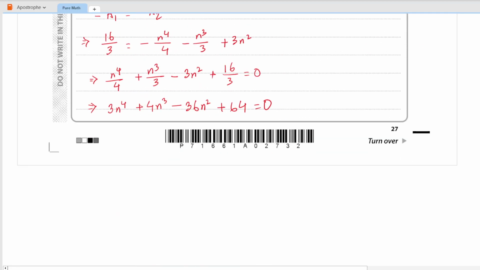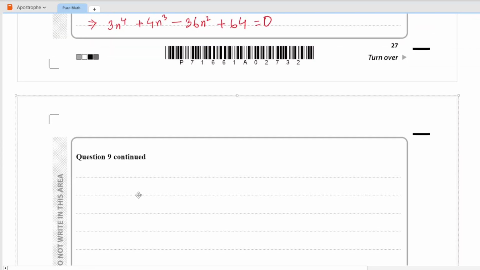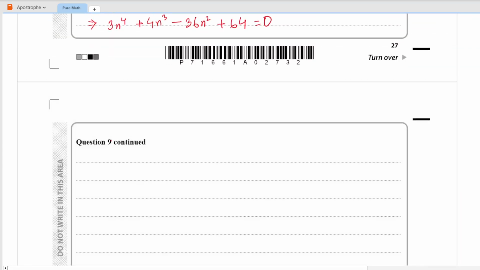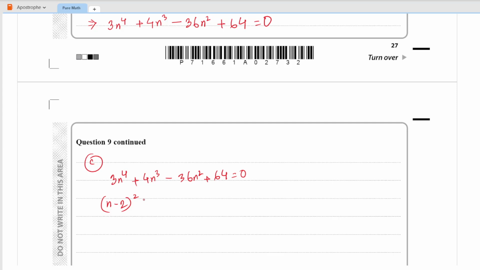So let's copy it. Question number C, 3n to the power 4 plus 4n cubed minus 36n squared plus 64 is equal to 0. So we can write this like this: n minus 2 whole squared into 3n squared plus 16n plus 16 is equal to 0. Where did I get this? It's in the question. In the question it was given as x. We are using it as n.